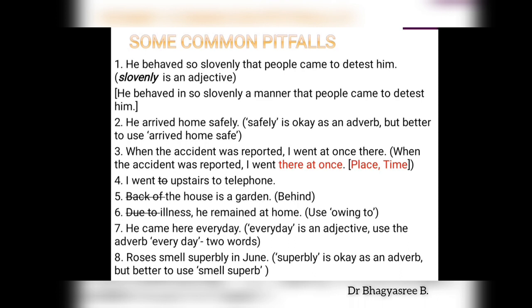Then the last point is, roses smell superbly in June. So superbly ഓക്കെ ആണ് യൂസ് ചെയ്യുന്നത്, ബട്ട് സൂപ്പർബ് എന്ന് ജസ്റ്റ് യൂസ് ചെയ്താൽ മതി. നമ്മൾ സെക്കൻഡ് പോയിന്റിൽ പറഞ്ഞ പോലെ തന്നെ സേഫ്ലി എന്ന് യൂസ് ചെയ്യേണ്ട കാര്യമില്ല, സേഫ് എന്ന് യൂസ് ചെയ്താൽ മതി. സൂപ്പർബ്ലി എന്ന് യൂസ് ചെയ്യേണ്ട കാര്യമില്ല, സൂപ്പർബ് എന്ന് യൂസ് ചെയ്താൽ മതി. ഓക്കെ, അപ്പോൾ ആ ചാപ്റ്റർ കംപ്ലീറ്റ് ആയിരിക്കുകയാണ്. ഏതൊക്കെ പോയിന്റ്സ് ആണ് ഇമ്പോർട്ടൻ്റ് എന്നുള്ളത് ഓർത്ത് വെക്കുക.